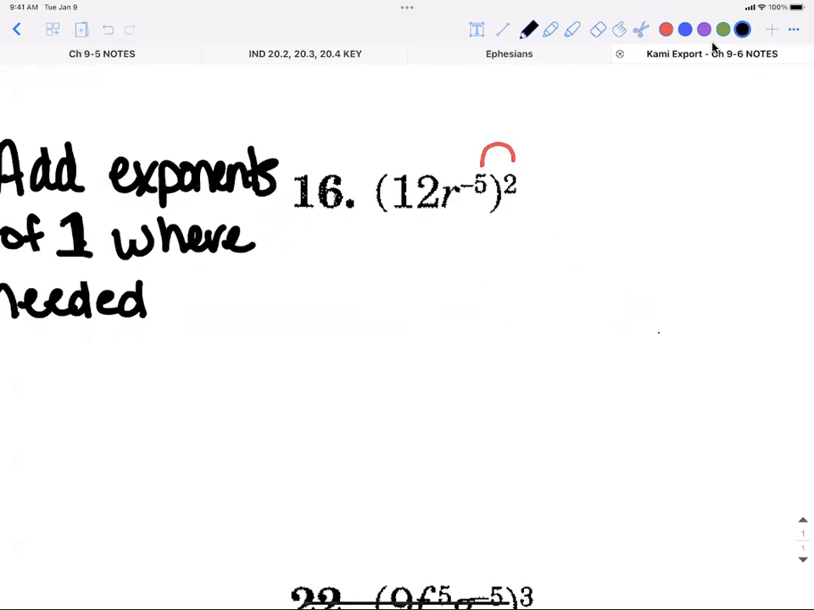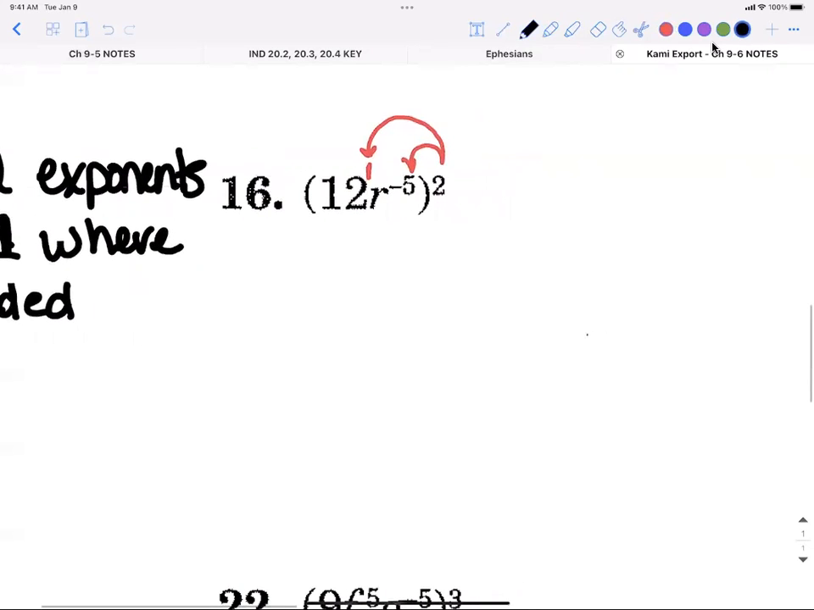And what we forget that's there but not there is, what is the exponent of that 12? Somebody tell me. A 1. Every number and every variable has an exponent. We just don't ever write it if it's a 1, but it's there. So that 2 to the power also has to go to the 1. So what that's going to look like is 12, because your base stays your base, right? 12, and then you multiply your exponents. 1 times 2 is 2. Then your R is -5 times 2, which is -10.